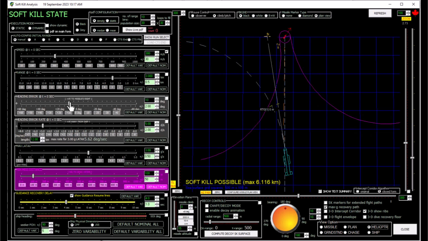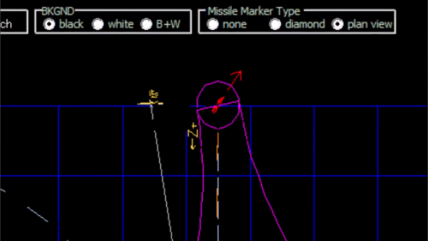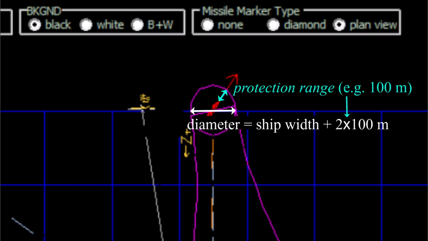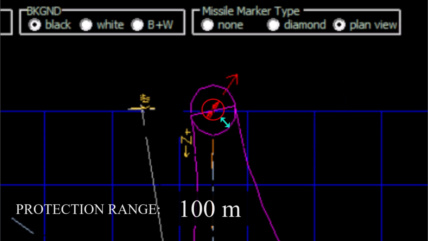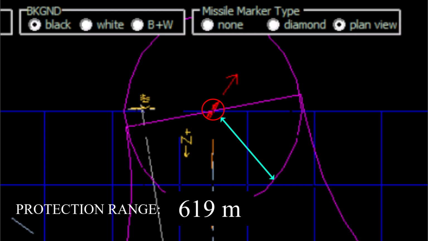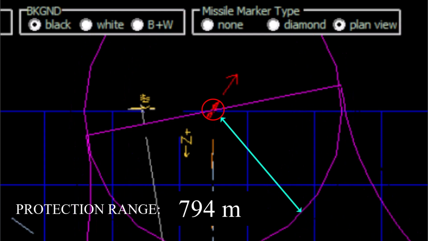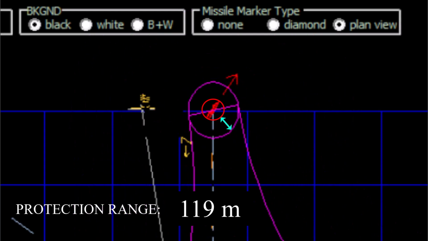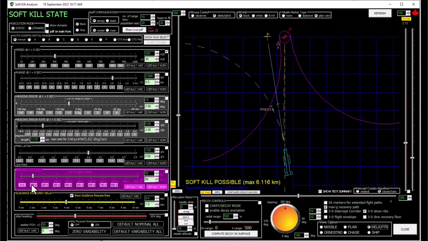The corridor ends at the target, and the width of the target is the diameter of a circle comprising the closest permitted range between the missile and the target. I called this the protection range. The intercept corridor is defined so the jammer or decoy, or decoys, plural, or whatever, has to keep the missile at least this far away from the ship. Soft kill happens when it's physically impossible for the missile to get closer to the ship than the protection range.